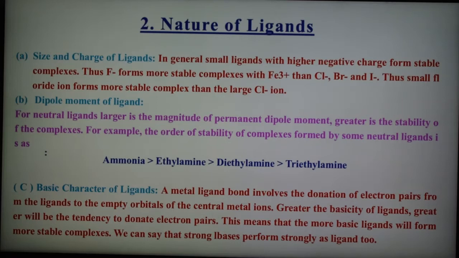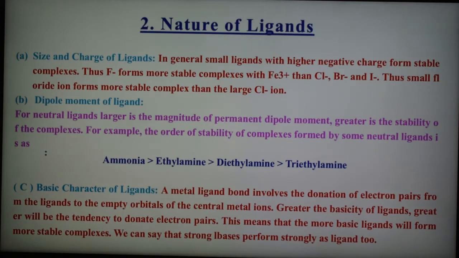As we know, a metal-ligand bond involves donation of an electron pair from the ligand to the empty orbital of the central metal ion. Therefore, the greater the basicity of the ligand, the greater its tendency to donate the electron pair, and this means that the most basic ligand will form the more stable complex. We can generalize that strong bases perform strongly as ligands too.